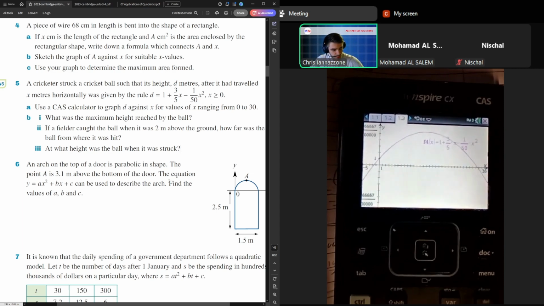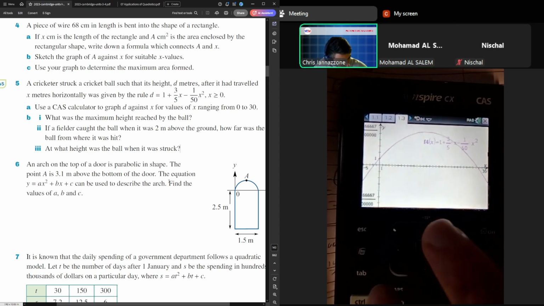Quick question, do you guys use this CAS or the other CAS, Casio? I use this one. This one? Yeah, same. Cool, okay. Nice and easy then.